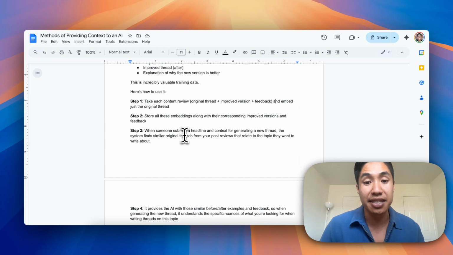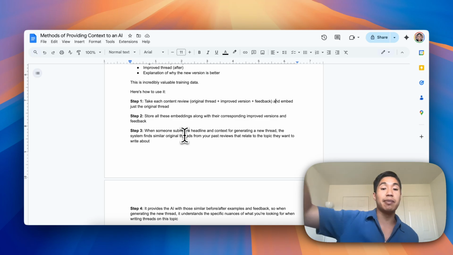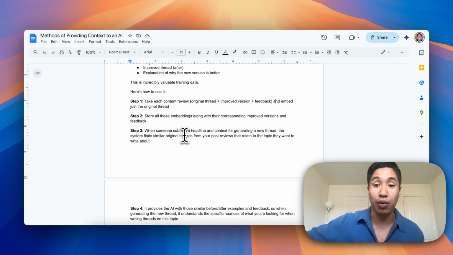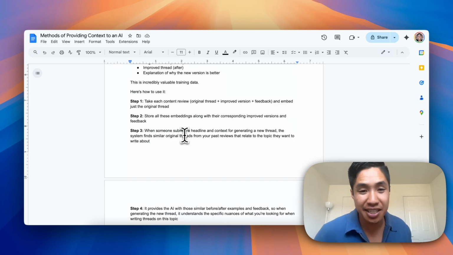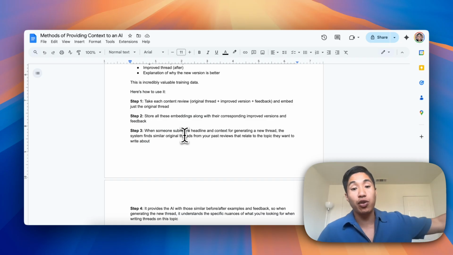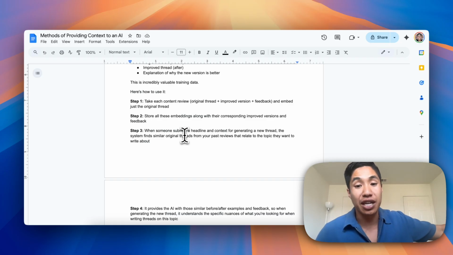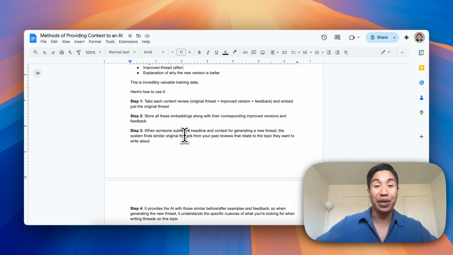And when someone submits a headline and context for generating a new thread, the system will find similar original threads from our past reviews that relate to the same topic. Let's say someone submits how to lose weight in 30 days without going to the gym. We're going to find similar content reviews that we've done in the past about losing weight without going to the gym, right? And we can inject that into the prompt.